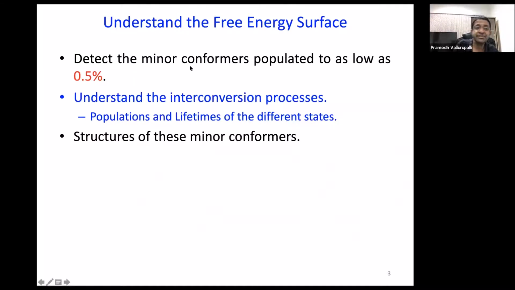And so how might one go about doing this? We can start by detecting minor conformers populated to as low as 0.5% or lower in the future. We want to understand the interconversion process, because if we get an idea of the populations, it will tell us about the free energies of the states. And if we get an idea of the lifetimes of the states, it will tell us the heights of the barriers that separate the state from other states. And we would also like to get the structures of these minor conformers.